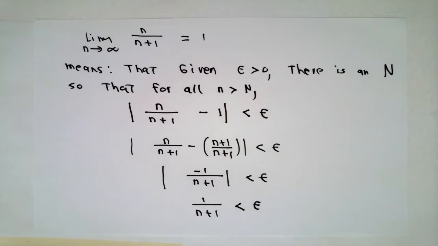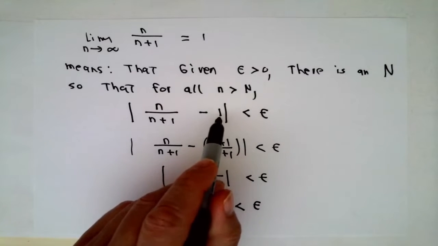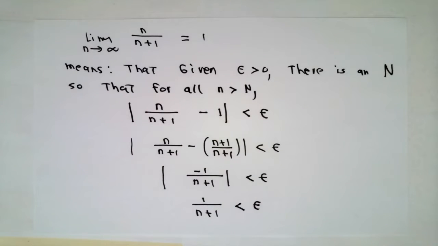If you do some algebra, 1 is n plus 1 over n plus 1, so I can write the thing inside the absolute value as a single fraction. The absolute value of -1 is 1. The absolute value of n plus 1 is n plus 1. So if I can find some particular index, capital N, so that when little n is larger than that particular index, this happens, then we will have proven by the definition that the limit actually is 1.